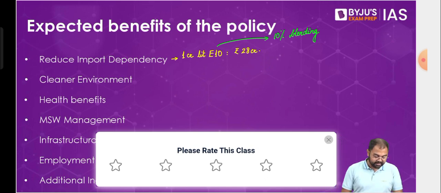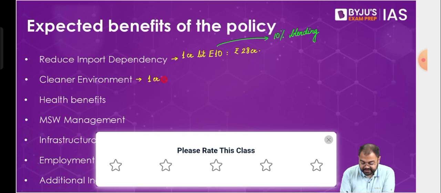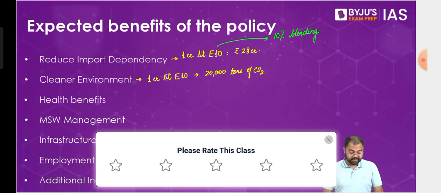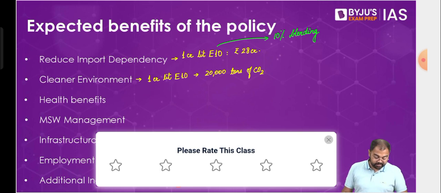Then of course we'll have a cleaner environment, because even in terms of carbon dioxide emission, if I give you the data, 1 crore liters of E10 fuel saves around 20,000 tons of carbon dioxide. So just imagine the amount of carbon dioxide emission that can be drastically reduced.